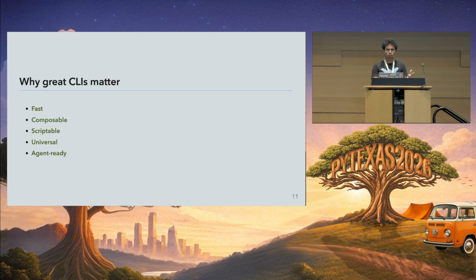So why do great CLIs matter? Well, they are fast. Well, they should be, right? Because CLIs don't have much overhead, no browser, no GUI overhead. They're composable, meaning that you can pipe output, chain tools, you can automate it, right? It's scriptable, meaning you can run in CI, cron jobs, SSH sessions, servers, etc. It's also universal, which means it works everywhere. It can be made platform agnostic, so it can work in Windows, Linux, and Mac.